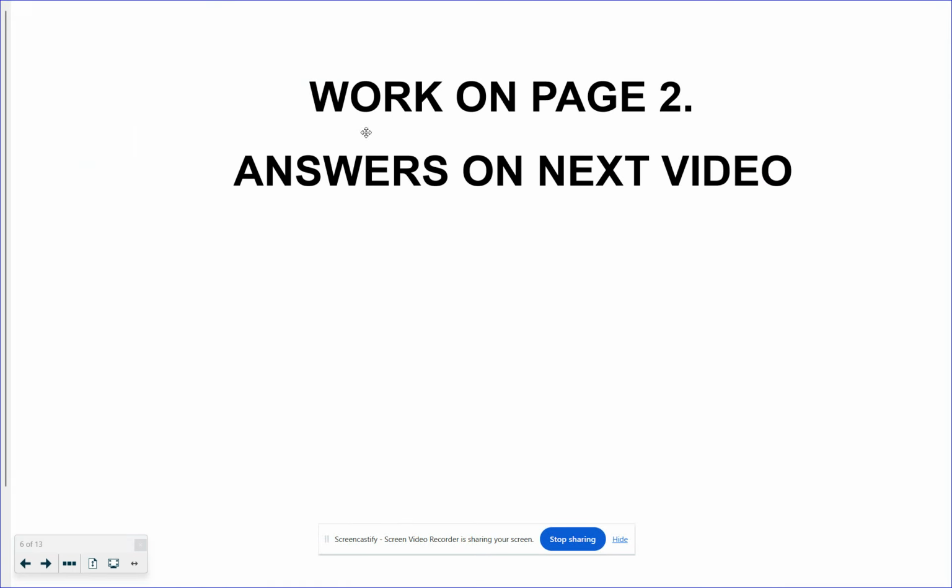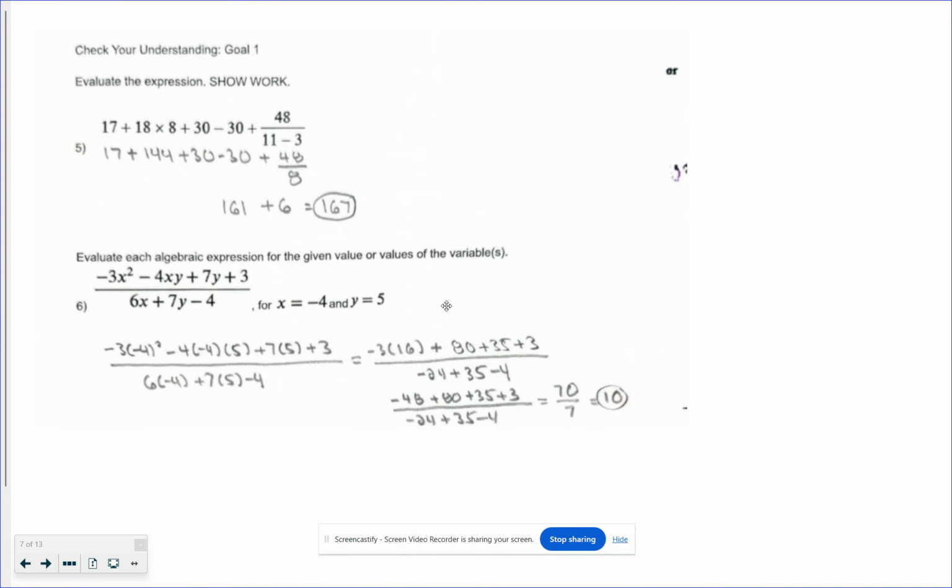All right, guys. So we're looking at what you were supposed to do for the last page, which was finish page 2. I just wanted to show you what I got for page 2, and then we could work through goal number 4, which just means simplifying algebraic expressions. For number 5, I figured out what the denominator was, then divided, and then applied order of operations. I got 167 for that.